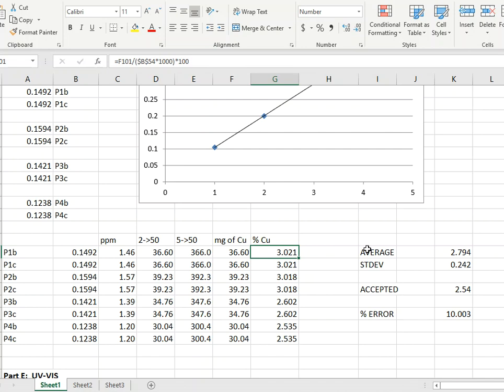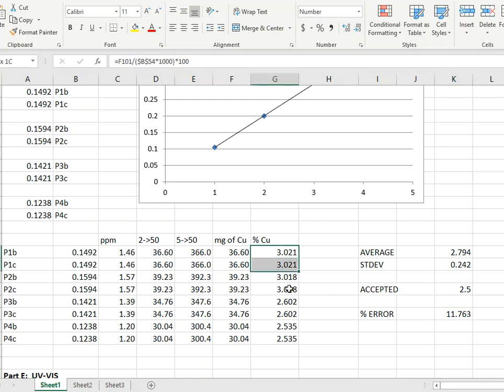3.0 is what this person got based on their data. Well, they did it 8 times. So we did an average over here, a standard deviation, the accepted value, 2.5, and there's my percent error. So based on the data, it looks like the atomic absorption instrument was worse than the chemical gravimetry.